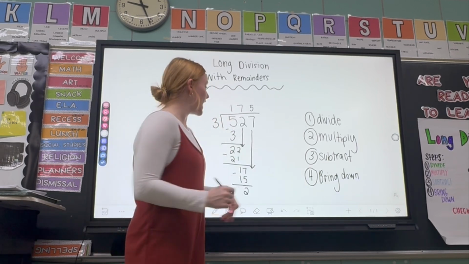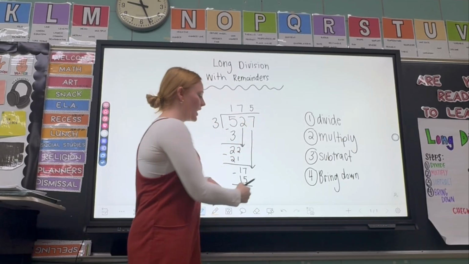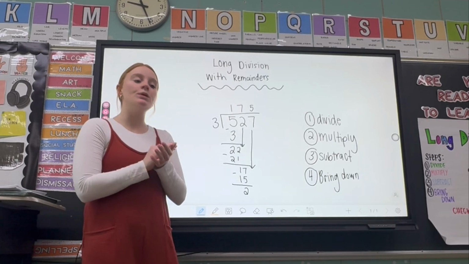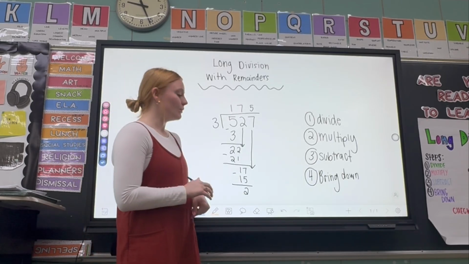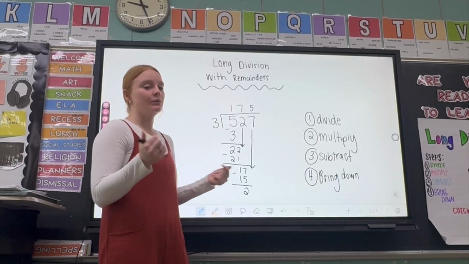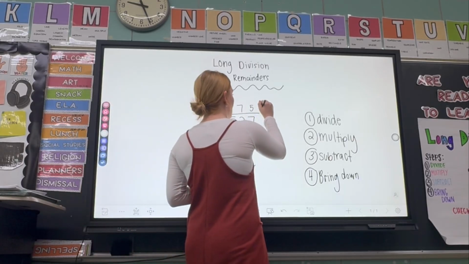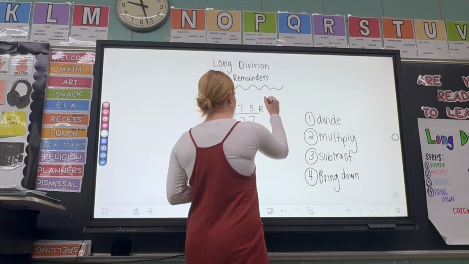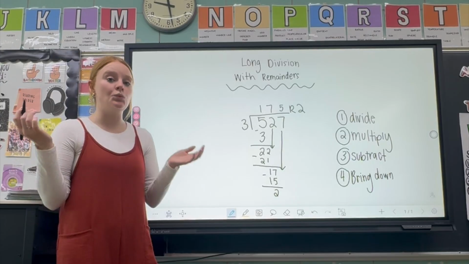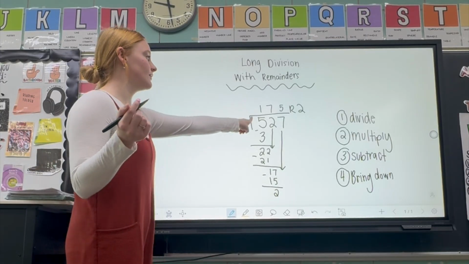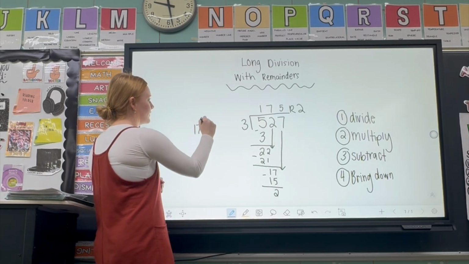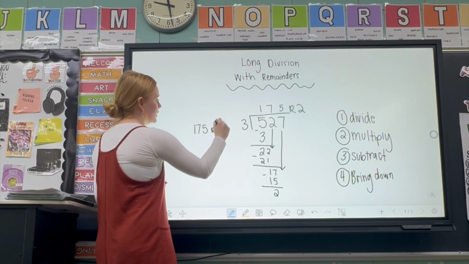And I look, is there anything to bring down? Well, it looks like we've brought everything down. Now in the past, we always wanted to end with a 0, and then we'd say we're good to go. But we didn't end with a 0, and we have nothing left to bring down. So I'm going to put a capital R right here. That capital R is our remainder, so that's what's left. And my answer of 527 divided by 3 is 175, remainder 2.